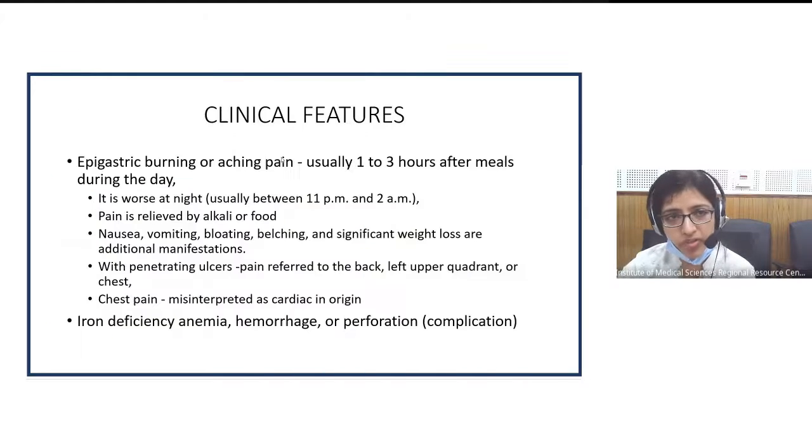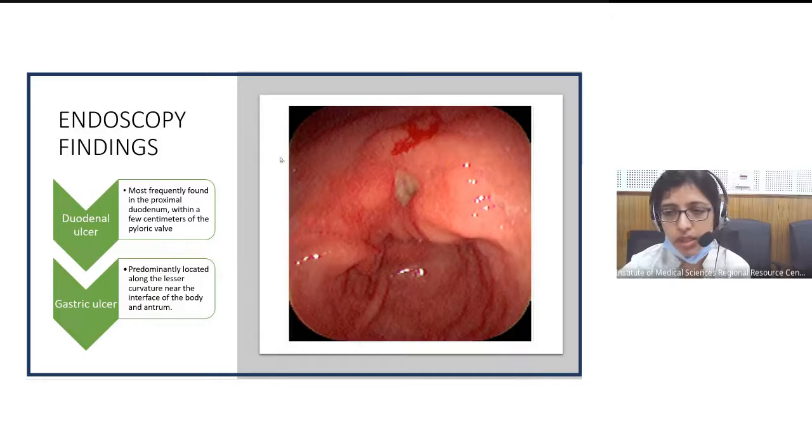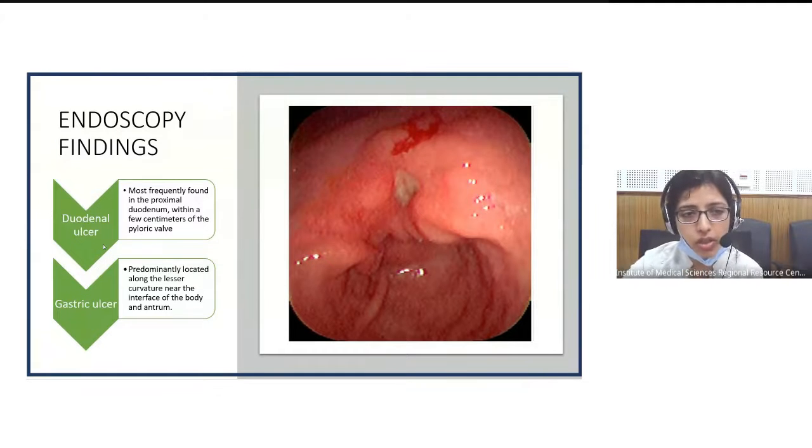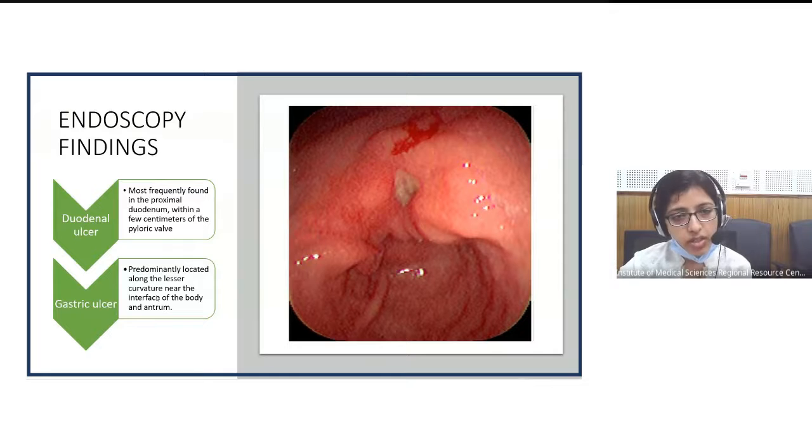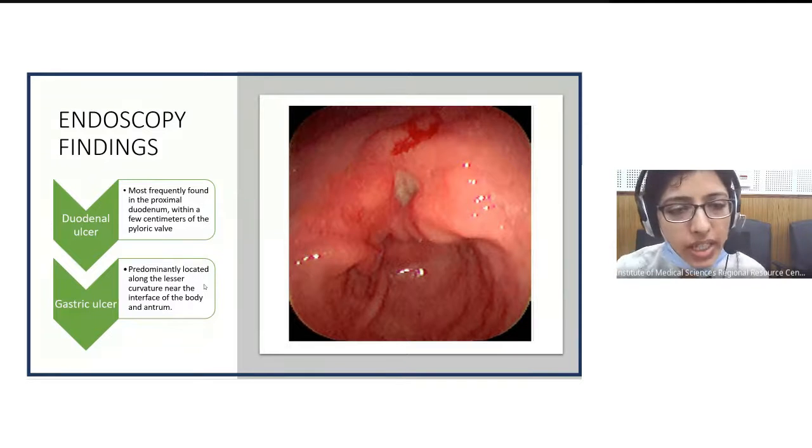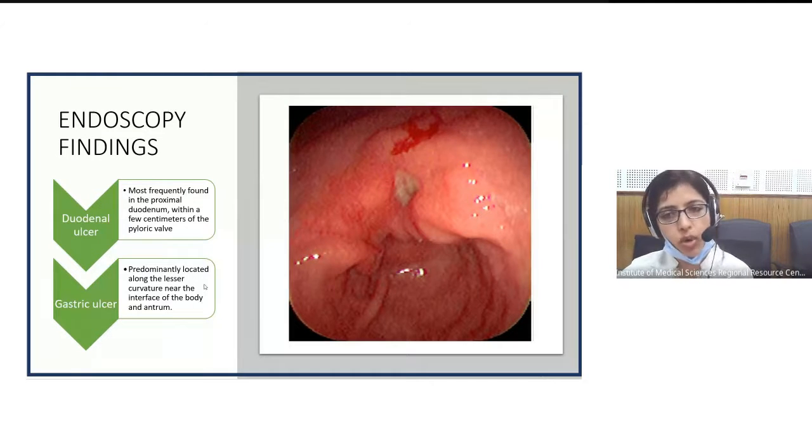So, what are the endoscopic findings of peptic ulcer disease? In a duodenal ulcer, most frequently these ulcers are found in the proximal part of the duodenum within a few centimeters of the pyloric valve, because of the highly acidic contents that are reaching that part of the duodenum. And gastric ulcers are predominantly located along the lesser curvature near the interface of the body and the antrum.